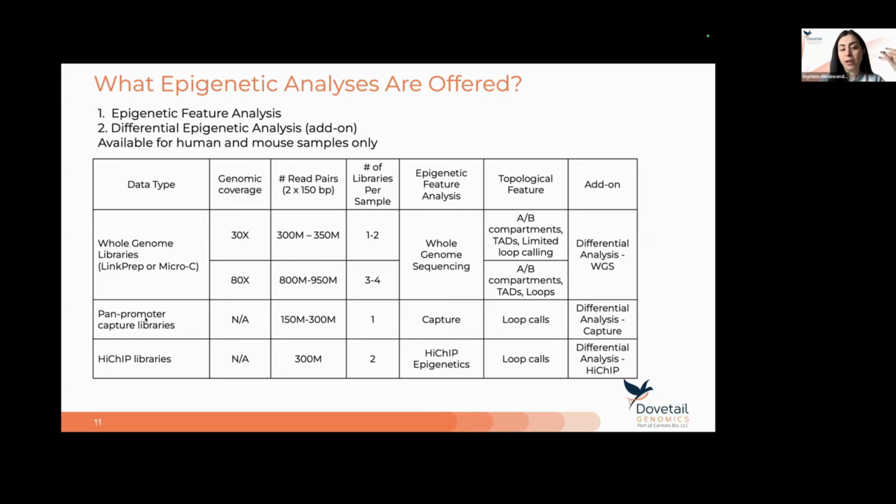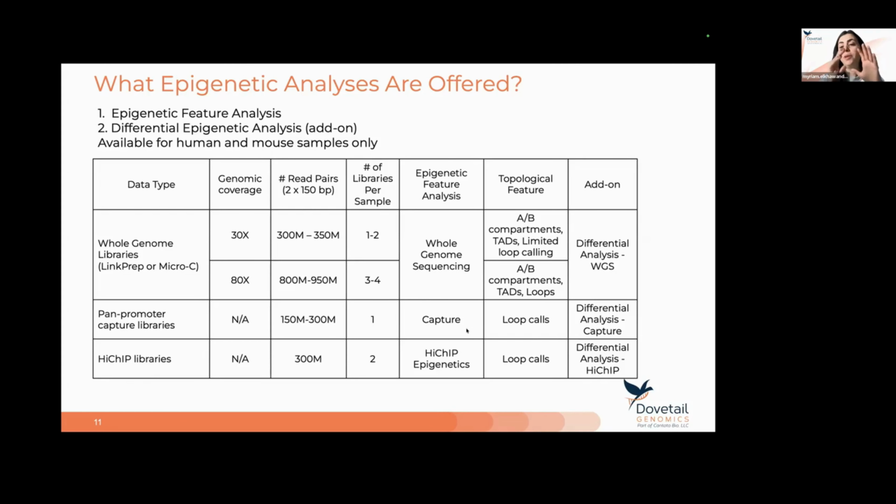If what you prepared were the pan-promoter capture libraries, so it's usually one library sequenced at 150 million to 300 million read pairs, you're going to have access to the capture epigenetic feature analysis. And what you're going to get here would be the loops that were called with CHiCAGO. And if you have HiChIP libraries, the recommendation is usually one to two libraries sequenced at 300 million read pairs. You're going to get access to the HiChIP epigenetic feature analysis. And the results you would expect would be loops that are called with FitHiChIP.